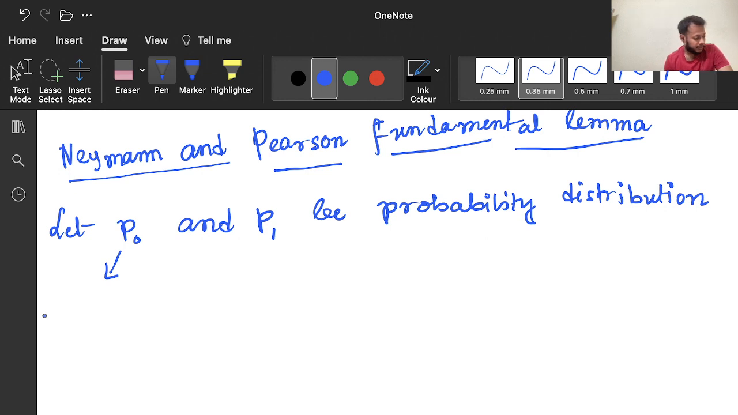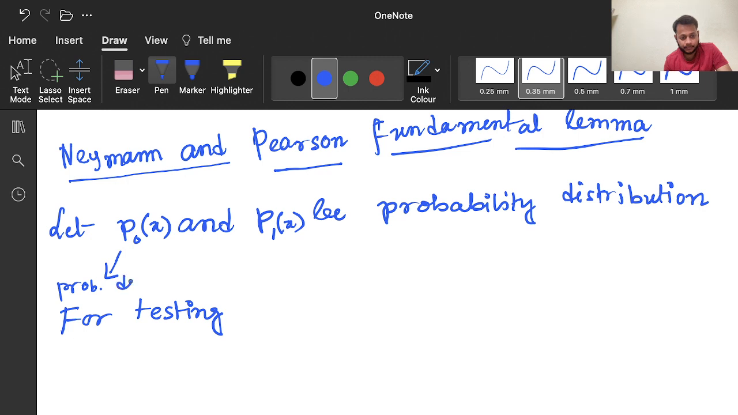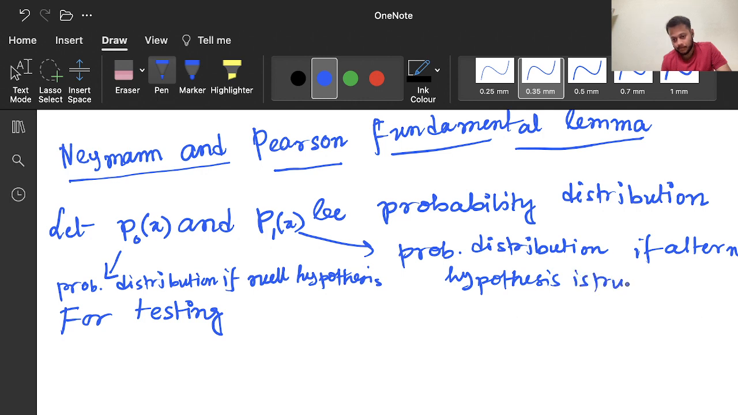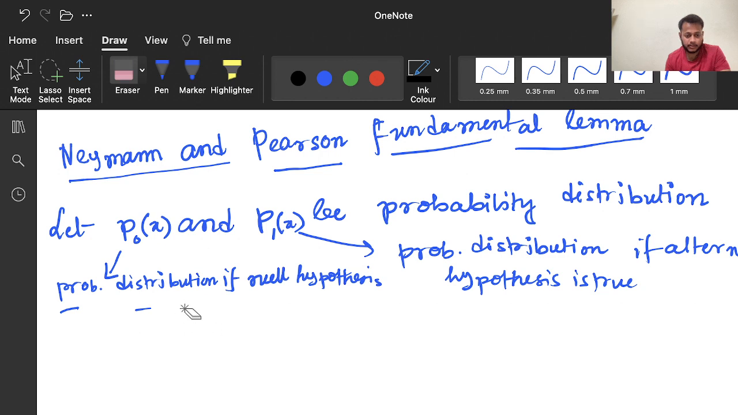Then for testing, suppose that this is x, this is the probability distribution P0 if the null hypothesis is true, and P1 is the probability distribution if the alternative hypothesis is true. Now let me state the fundamental lemma.